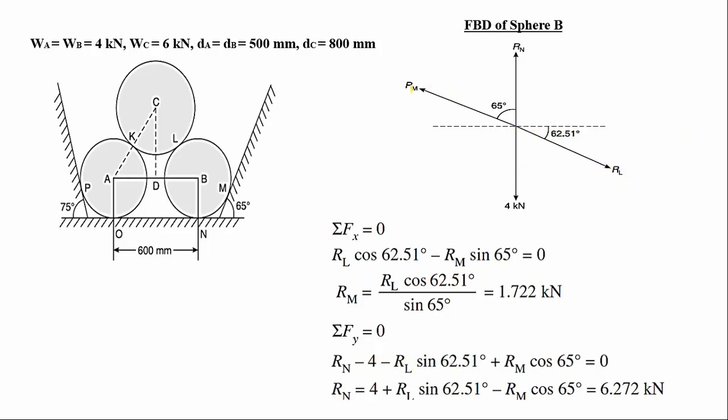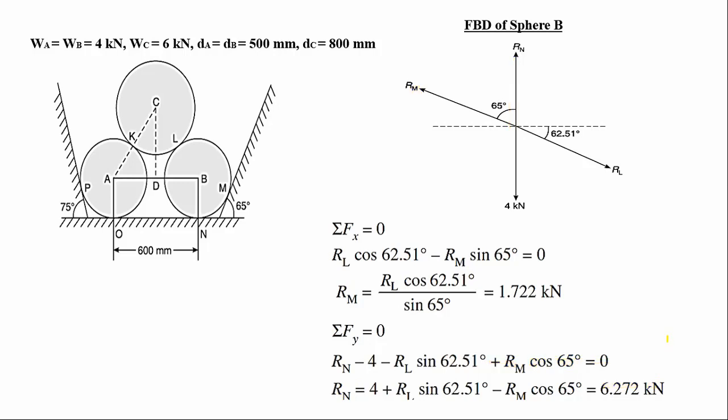Then we resolve RM along the y direction. The arrow is going to move upwards, therefore it is plus. We are resolving along the angle, so it is RM cos of 65 degrees. That has to be equated to 0. If you solve this equation, you will get the value of RN equal to 6.272 kilonewtons.